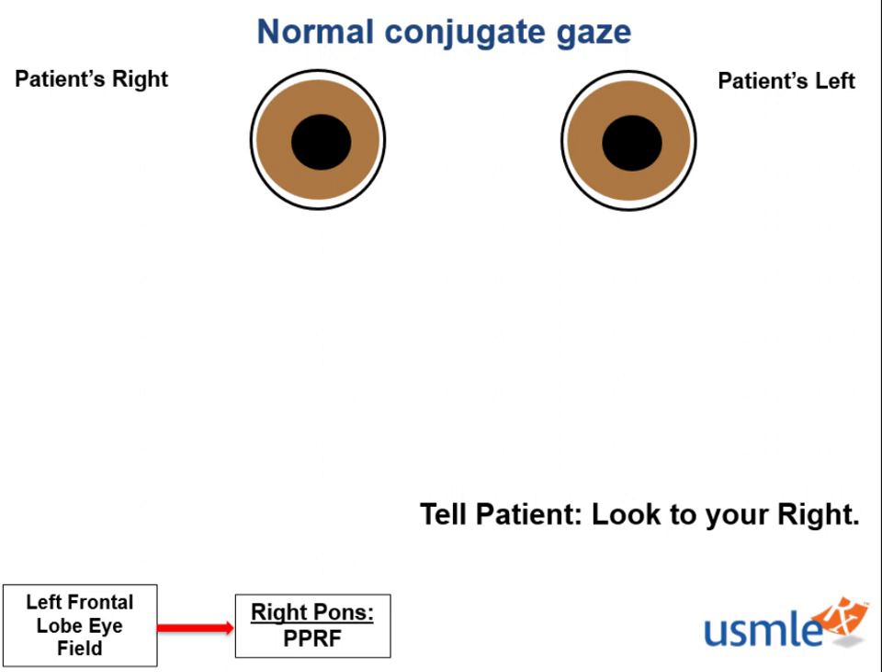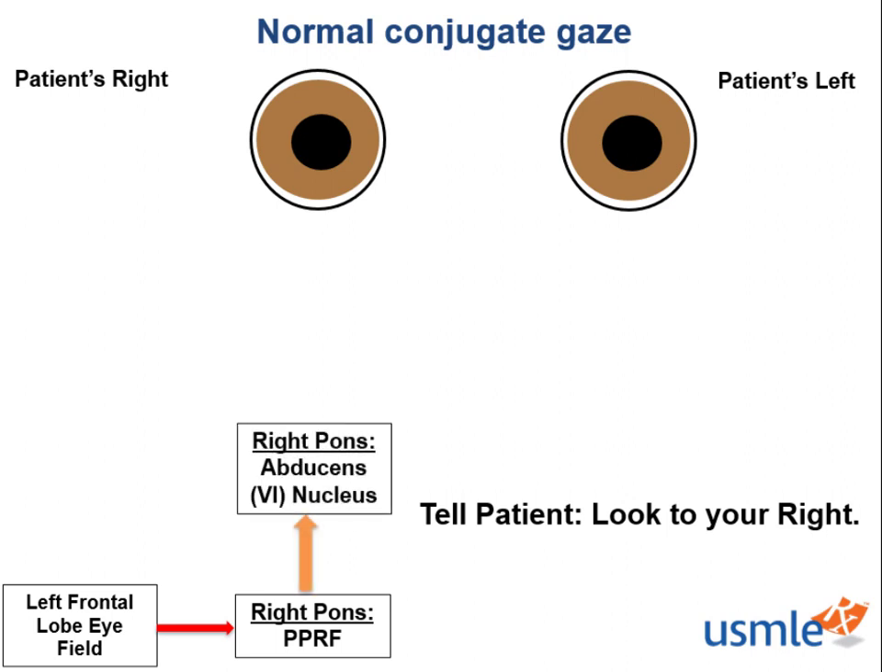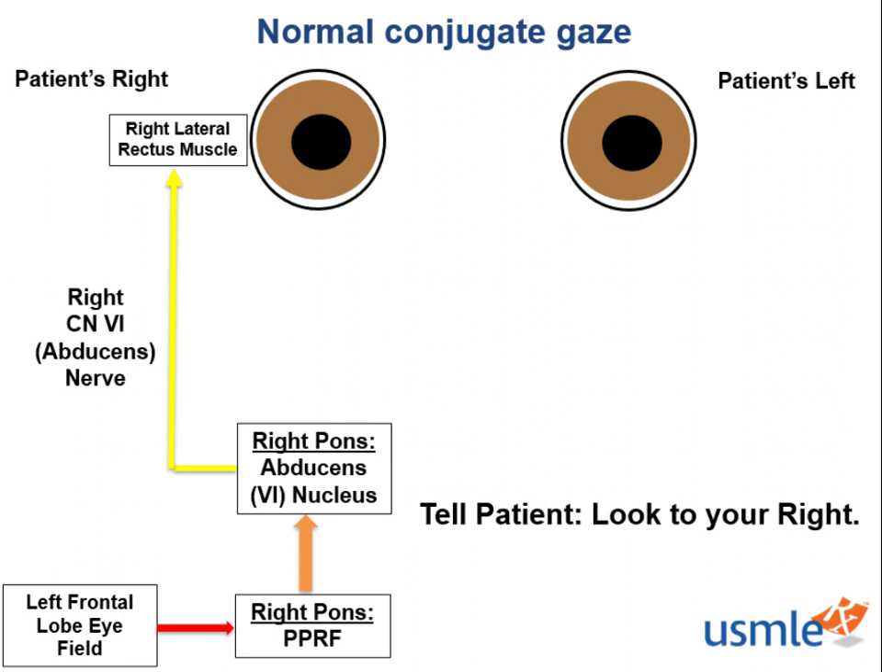The right PPRF sends projections to the right abducens or cranial nerve 6 nucleus in the pons. The right abducens nucleus sends two key projections. The first key projection is, as you would suspect, the right abducens nerve, or cranial nerve 6, which goes up to the right lateral rectus muscle of the patient's right eye and activates it to cause the patient's right eye to abduct. The second key projection the abducens nucleus in the right pons sends is the left MLF.